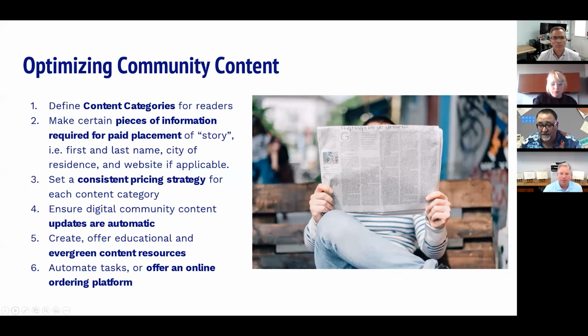They forget things like including first and last names, the city of residence, and a website for those businesses that are placing small business ads. And so what our team does is we're here to ensure that your clients, whether they be private consumers, funeral homes, or small businesses, are getting assistance in helping to tell their story. We also assist our community newspaper partners in helping to set a consistent pricing strategy.